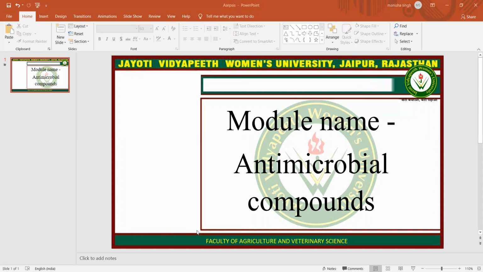Then antibiotics. Antibiotics are substances produced by microorganisms which selectively suppress the growth of or kill other microorganisms at very low concentrations. The sources of antibiotics are fungi, that is Penicillium notatum, which gives penicillins, and Cephalosporium, which gives cephalosporins. From bacteria we get polymyxin B, tyrothricin, bacitracin, and colistin. Then from actinomycetes we get aminoglycosides, chloramphenicol, erythromycin, and tetracycline.